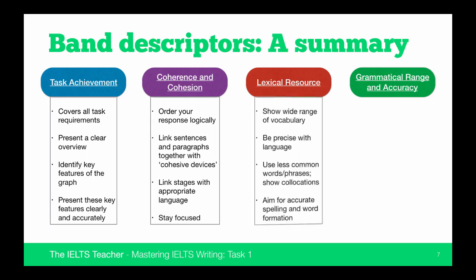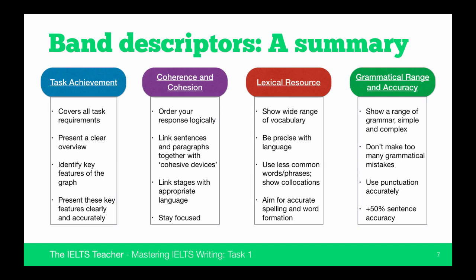In terms of vocabulary, we need to make sure we're showing a wide range of vocabulary. So using synonyms and trying to paraphrase. We need to make sure that we are as precise as possible with the language. So we might need to use terms like just above or just below when we're talking about a number which is close to another number. We need to make sure that we are using less common words and phrases at times and showing our understanding of collocations. And we need to aim for accurate spelling and word formation. Even though you can make a few mistakes, we will aim for accuracy.